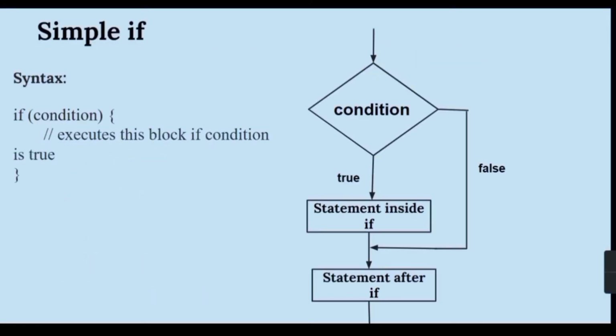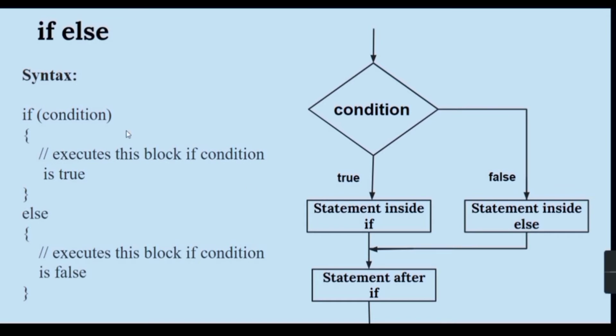In a simple if, the syntax is if condition, and it enters inside the if block only if the condition is true. This is a flowchart for that. It checks for the condition. If the condition is true, it prints the statement inside the if, and then the statement after the if. If the condition is false, it will skip the statement inside the if and just print the statement that comes after the if block.